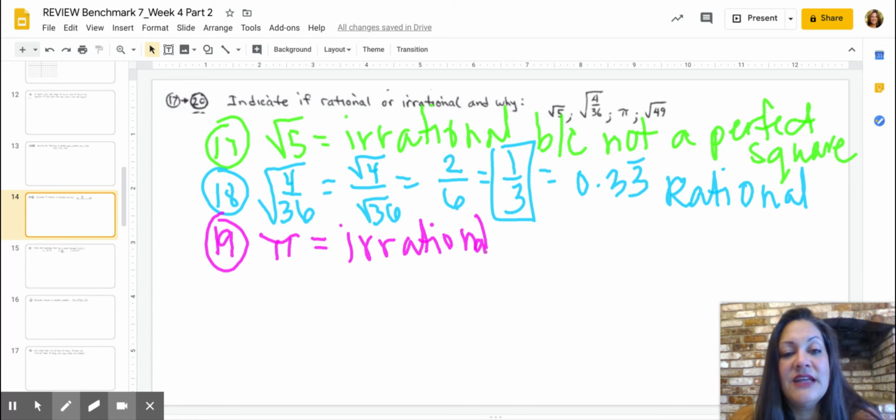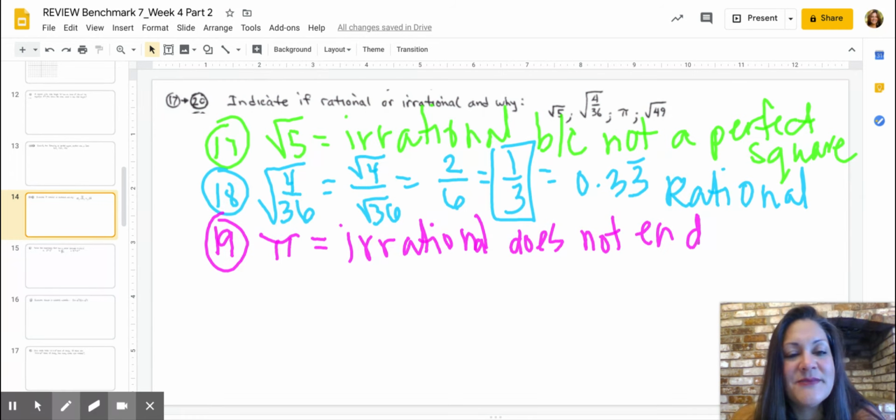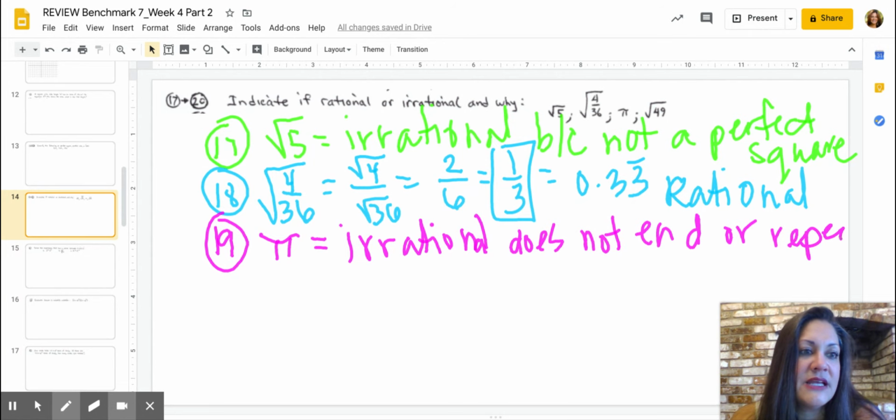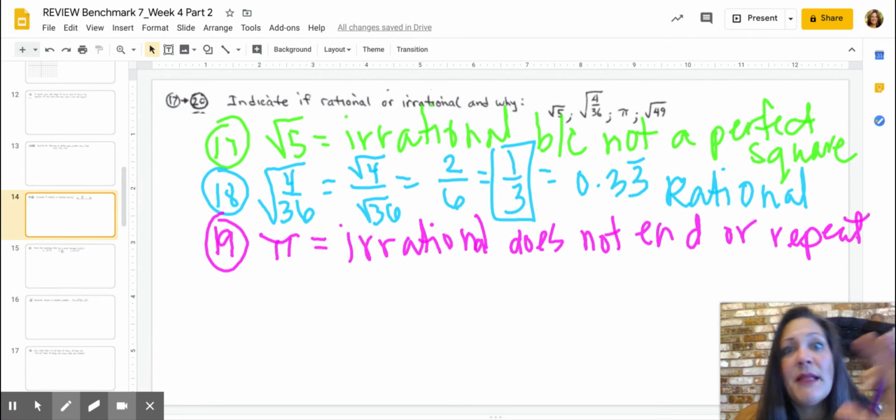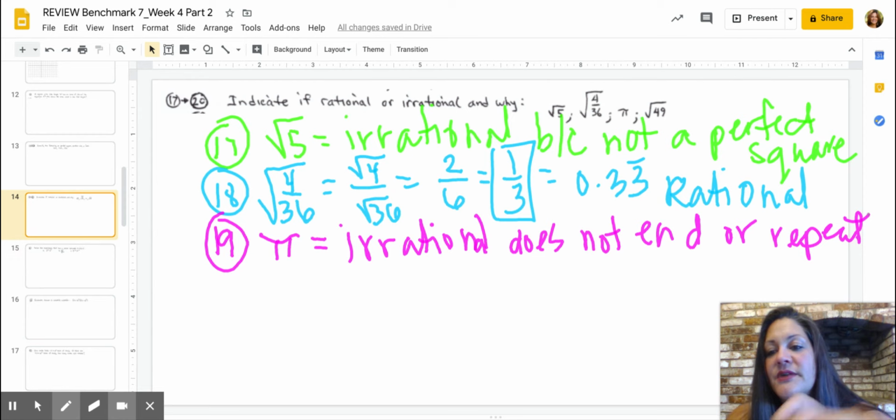Okay, so it does not terminate or end. Does not end or repeat because we know that is 3.141 blah, blah, blah. So irrational.